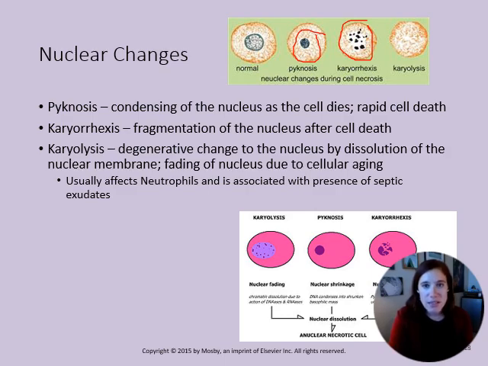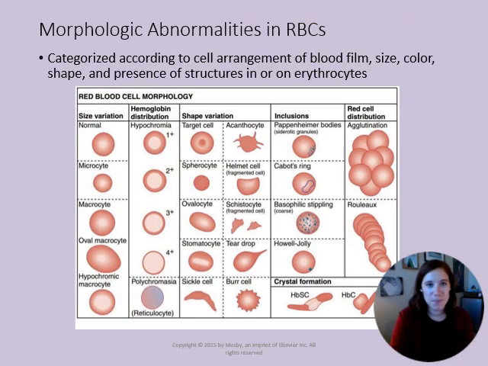And the karyolysis is going to be here, which is the degenerative change to the nucleus by the dissolution of the nuclear membrane, and it just kind of fades away. And that's that cellular aging process. They're usually going to affect neutrophils as it's associated with the presence of sepsis or that severe infection leading to a septic patient and that sort of thing, because the neutrophils come in, they do their job, and then maybe they get wiped out. Okay, so make sure that you remember your nuclear changes.